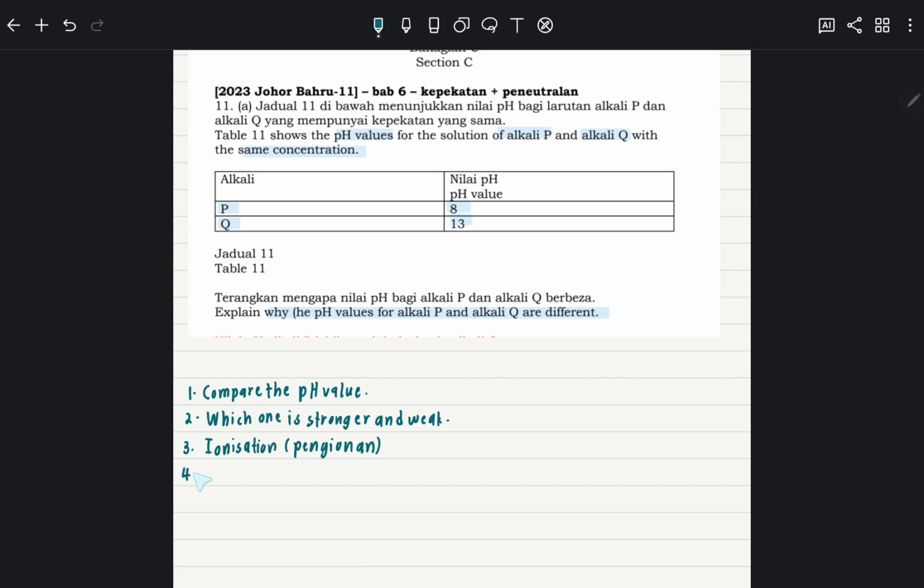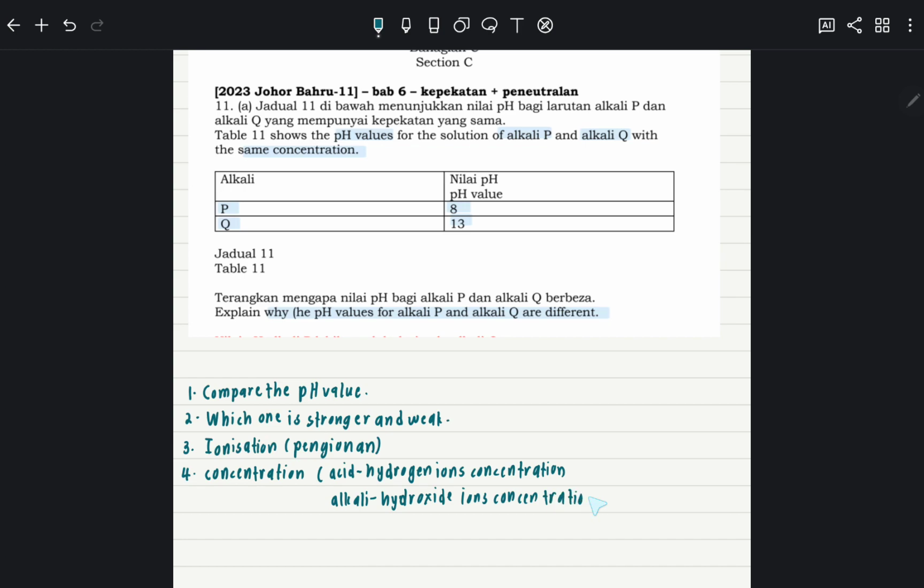Okay, and then number 4, after ionization you have to compare the concentration. This is the main part. Remember, you have to compare the concentration. If it is acid, you have to compare the hydrogen ions concentration. While if you're talking about alkali, you have to compare the hydroxide ions concentration.